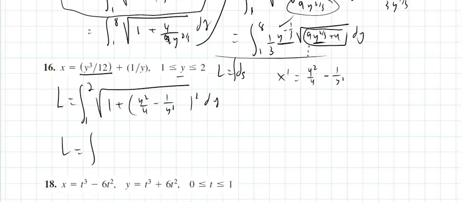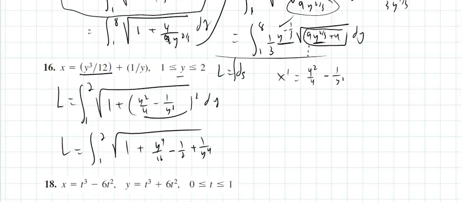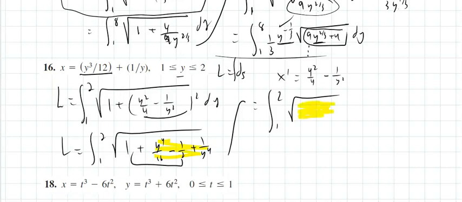That is, if I actually FOIL this, I'll get y to the 4th over 16 minus 1/2 plus 1 over y to the 4th. And you'll notice the only thing that changed between those, when you combine those, you will get pretty much the same thing. The only difference, this minus will become a plus. Because when you add those, that's y to the 4th over 16, 1 minus 1/2 is 1/2, plus 1 over y to the 4th.